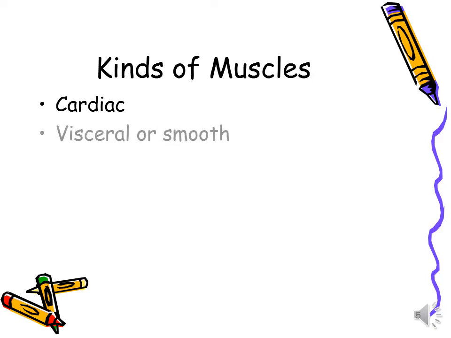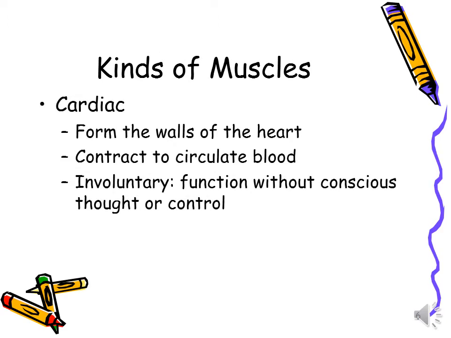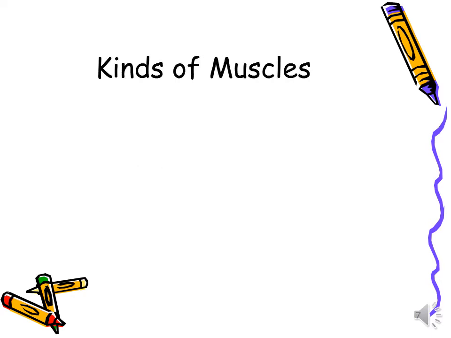We have 3 major kinds of muscles. We have cardiac muscle, visceral or smooth muscle, and then skeletal muscle. Cardiac muscle, this is the muscle that forms the heart, and it contracts. When that muscle contracts in the heart, it actually squeezes. For example, it squeezes the top and then it squeezes the bottom, and this is what pumps blood. So cardiac muscle is considered involuntary, and involuntary means we do not have conscious control of the muscles.